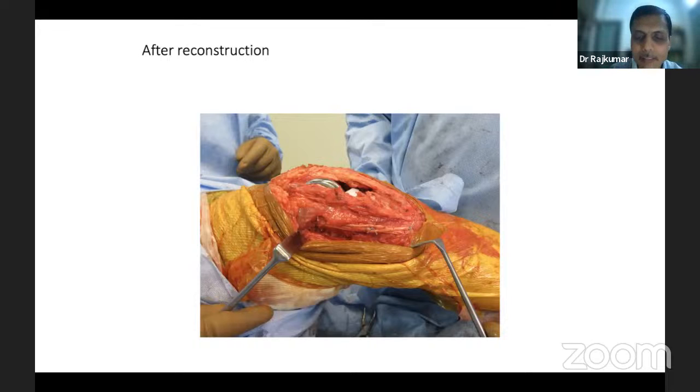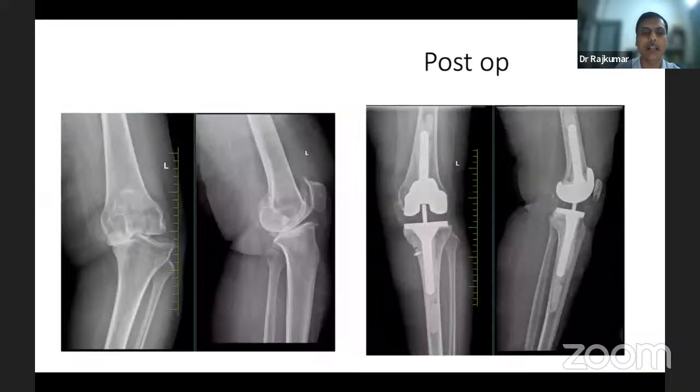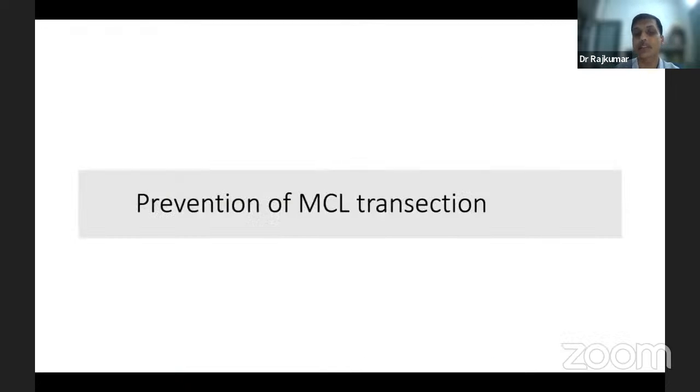Whenever there is a complete transection, a direct repair in the literature has failed. It has never healed. So it is better to augment it with some additional graft, particularly a semitendinosus graft like that. And this is how a post-operative X-ray shows where a constrained prosthesis has been used. Whenever you use a constrained prosthesis, it is better to augment it with a stem superiorly. This is a TC3 prosthesis from Johnson & Johnson DePuy. So whenever you have a direct injury, it is better to augment it and use a constrained prosthesis.